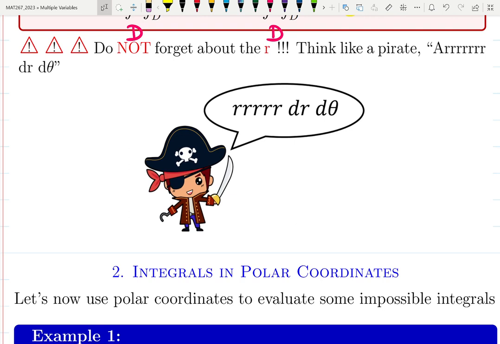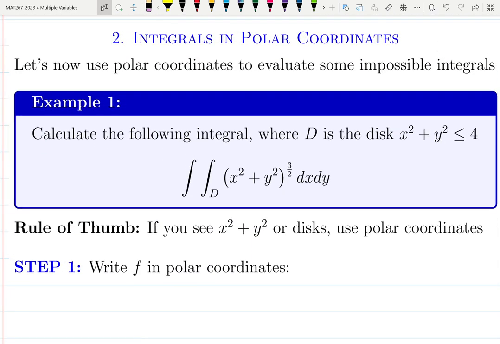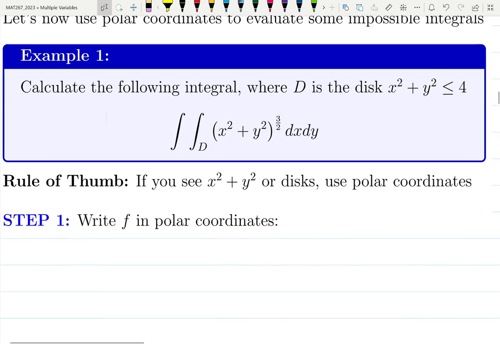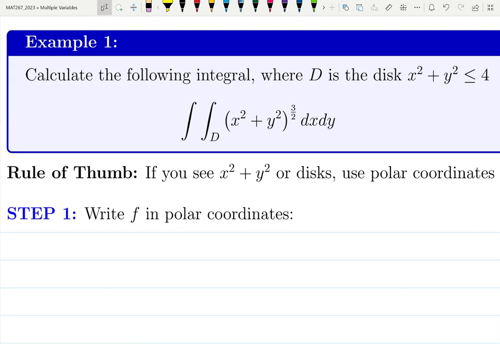So r d theta. So polar, you're like a pirate. Remember that. Let's practice. Just write down the problem. Calculate the following integral. D is a disk, x squared plus y squared less or equal than 4. Here it is. And then we want to find the double integral over D, which is a disk, of (x squared plus y squared) to the 3/2 dx dy.